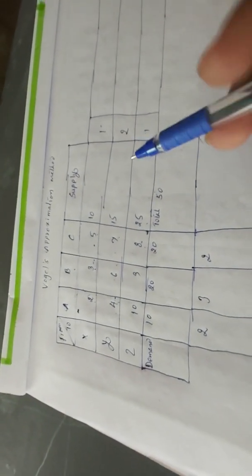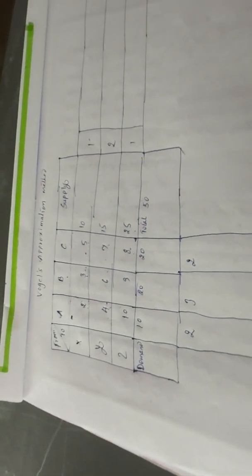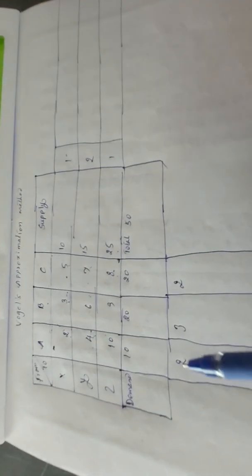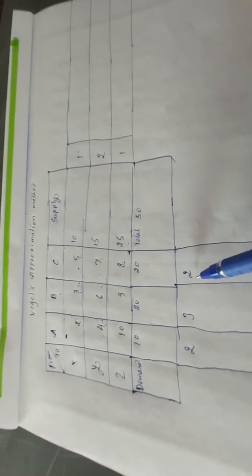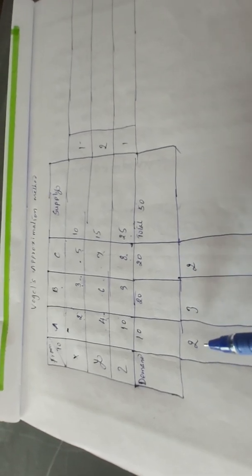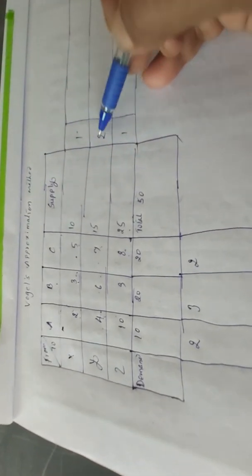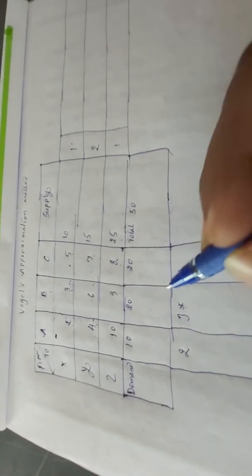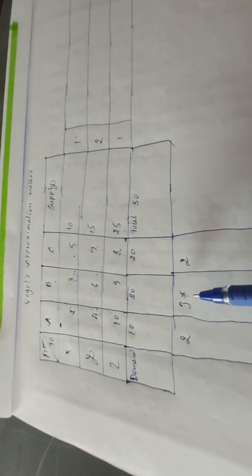Right? Here we have completely calculated the row penalties and column penalties. Row penalties 1, 2, 1. Column penalties 2, 3, 2. So in total 6 penalties are there: 1, 2, 3, 4, 5, 6. In these 6 penalties, which is the highest penalty? That is 3. The highest penalty is 3, and this relates to this column.